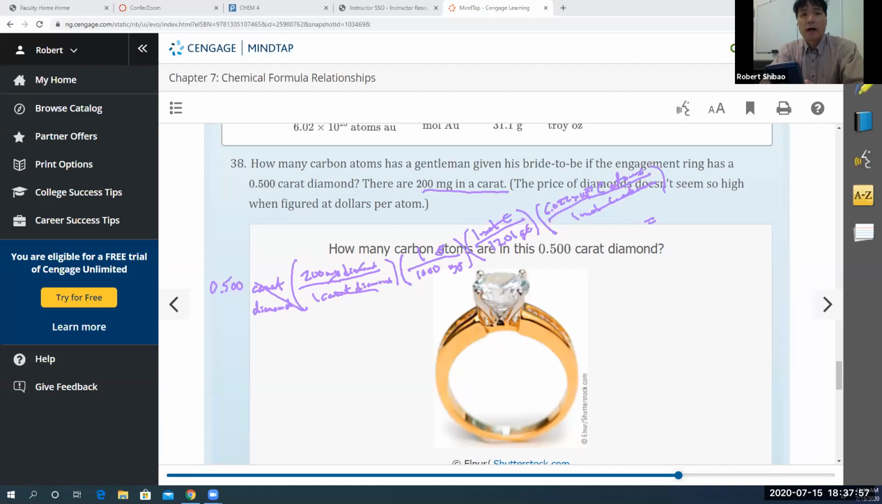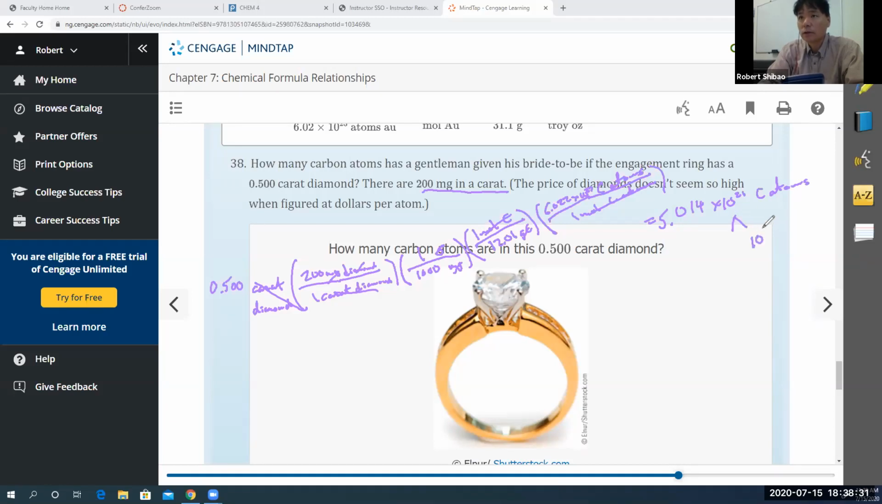Look at 0.5 times 200 divided by 1,000, divided by 12.01, times 6.022 times 10 to the 23rd. This gives us 5.014 times 10 to the 21 carbon atoms. 10 to the 21, we could break that down.